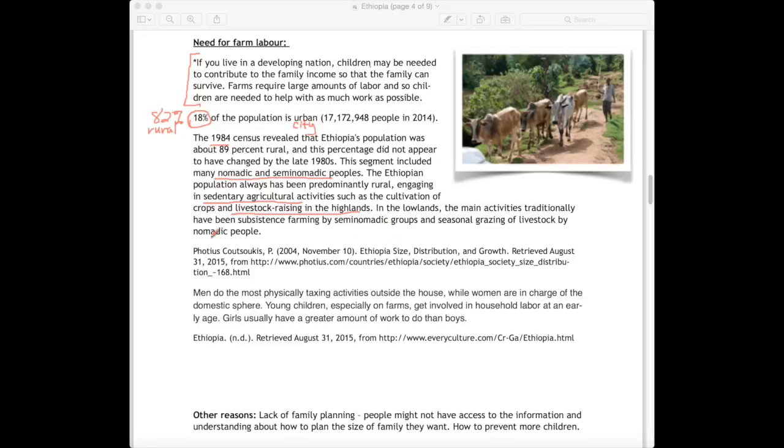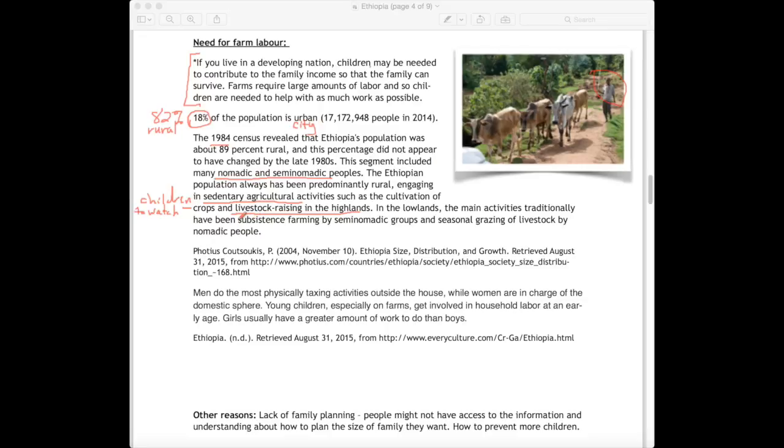So how are children going to be involved in some of these activities? Well, if you have livestock or animals to watch, children are used to watch the animals, to make sure that they're okay. And here's an example over here. Here's a young boy in Ethiopia that's bringing the animals down maybe to his home from the highland. So children are used to watch animals if you're nomadic or you have livestock to watch.